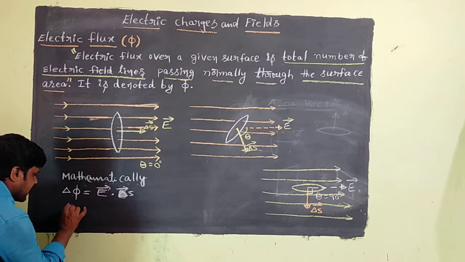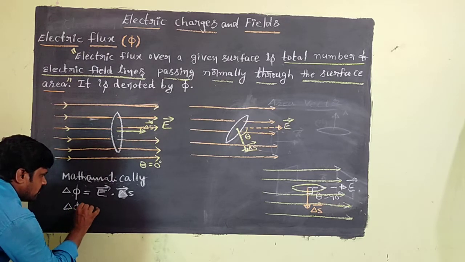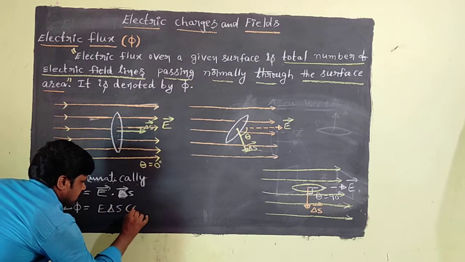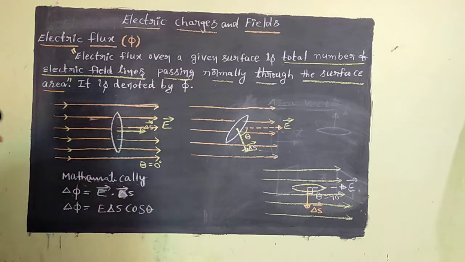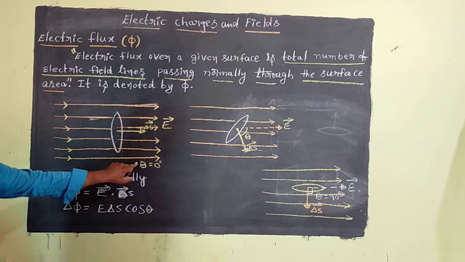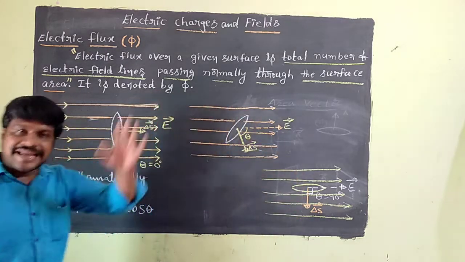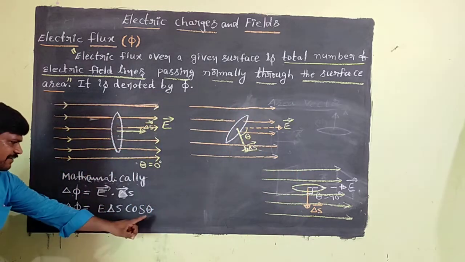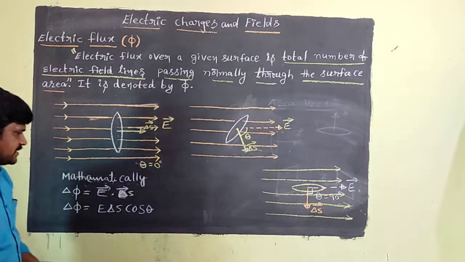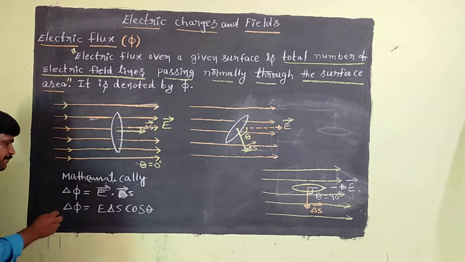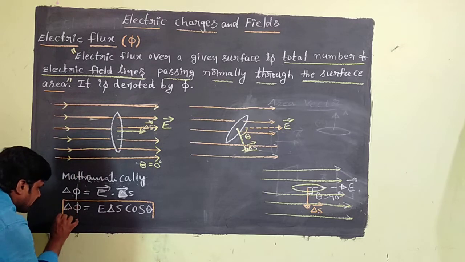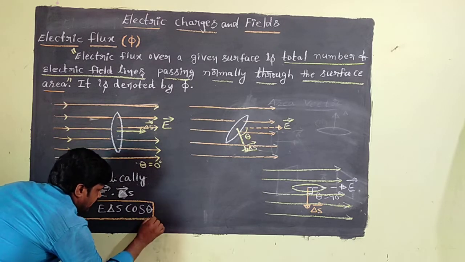Now we can write electric flux is equal to E into delta S cos theta. Why? Because as theta increases from 0 to 90, the cos value decreases. As the theta value increases, the flux decreases. So this is the mathematical expression for electric flux.